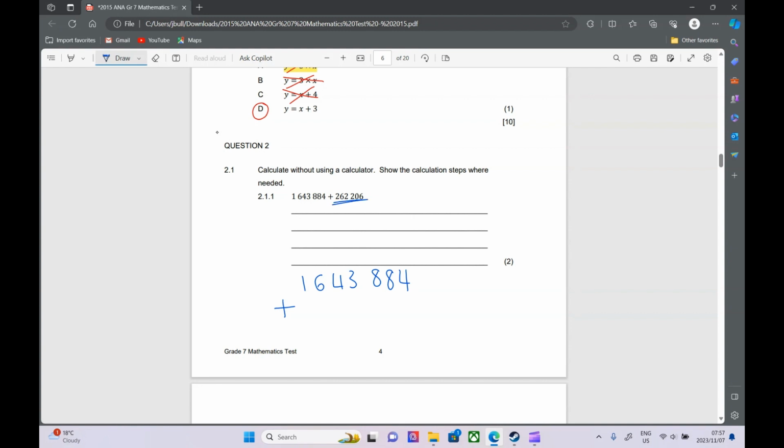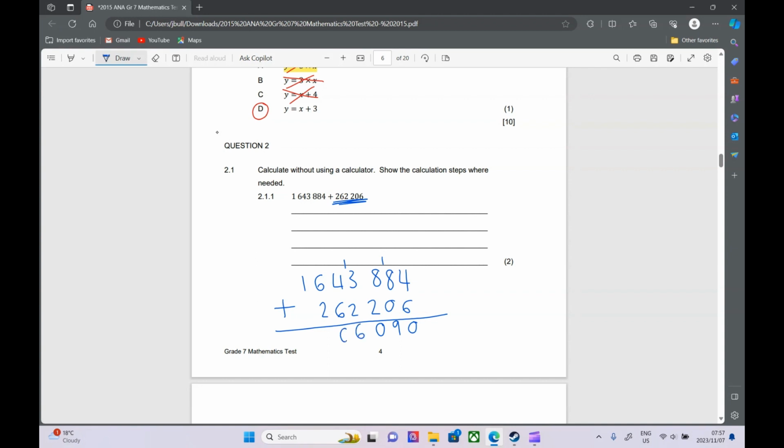Then this is where the lining up comes in. So let's write it backwards. So we've got 6, 0, 2, 2, 6, 2. We are adding those. We always start from the right-hand side. So 4 add 6 is 10. Carry the 1. 8 add 0 is 8. Add 1 is 9. 8 add 2 is 10. Carry the 1. 3 add 2 is 5. Add the 1 is 6.